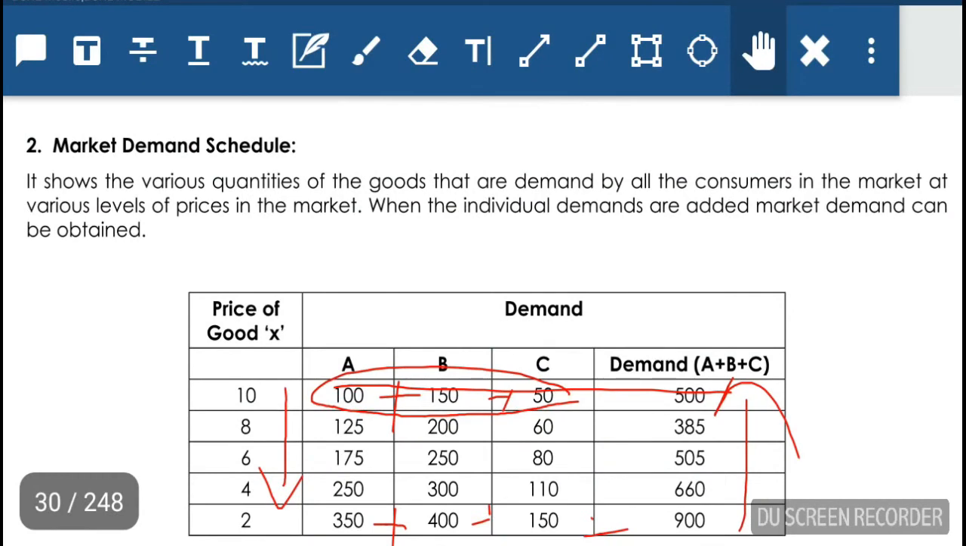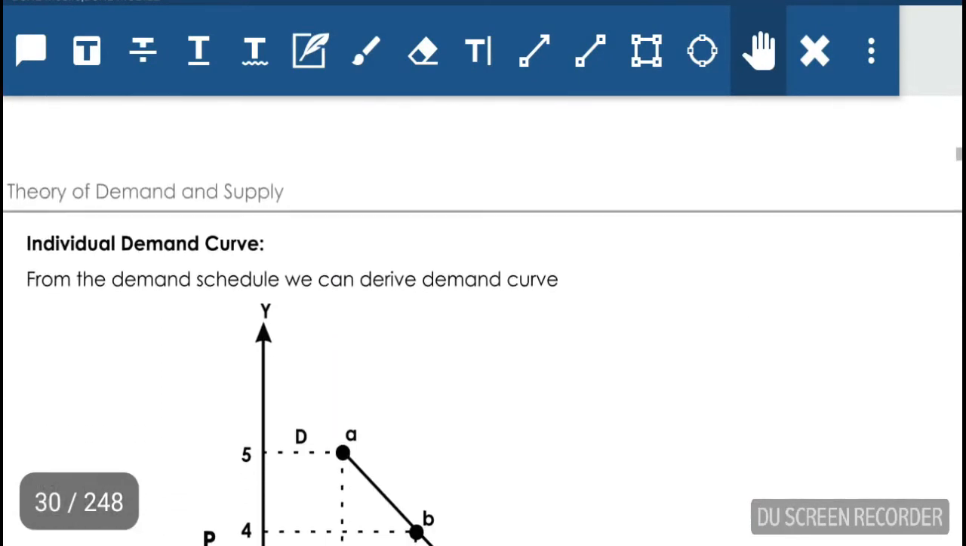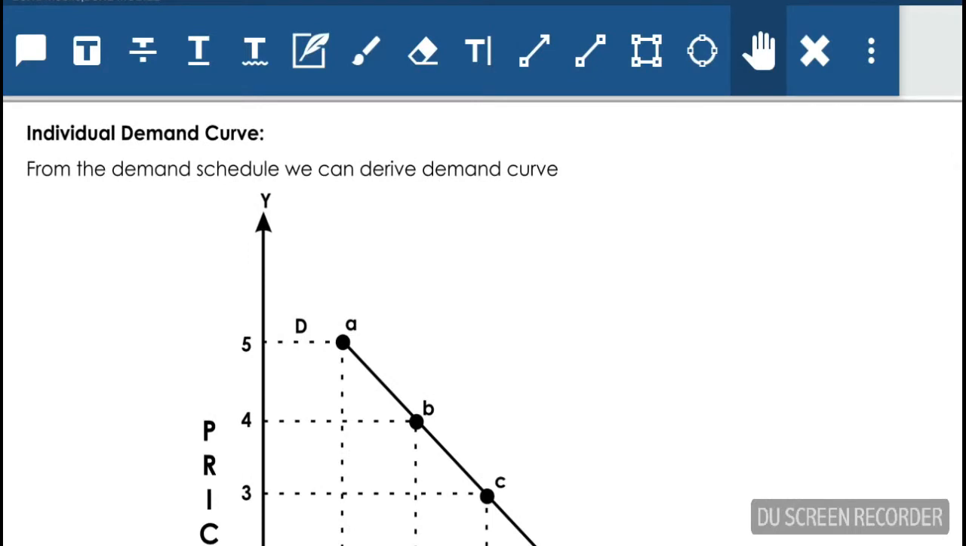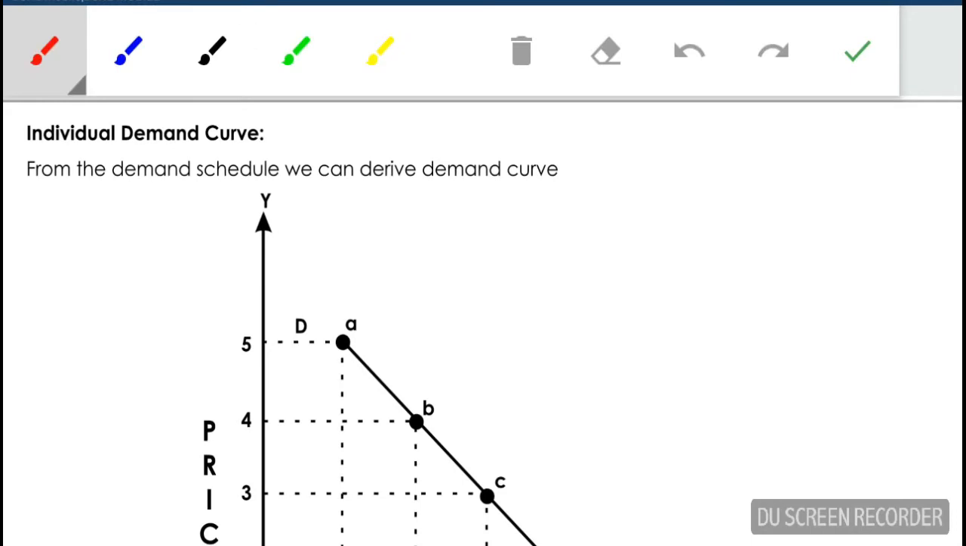Okay, I hope you understood. Now, the second way of expression is preparing a demand curve. A demand curve is a graphical representation of the inverse relationship between price and quantity demanded. It is the graphical representation of the law of demand. That is what the demand curve is.